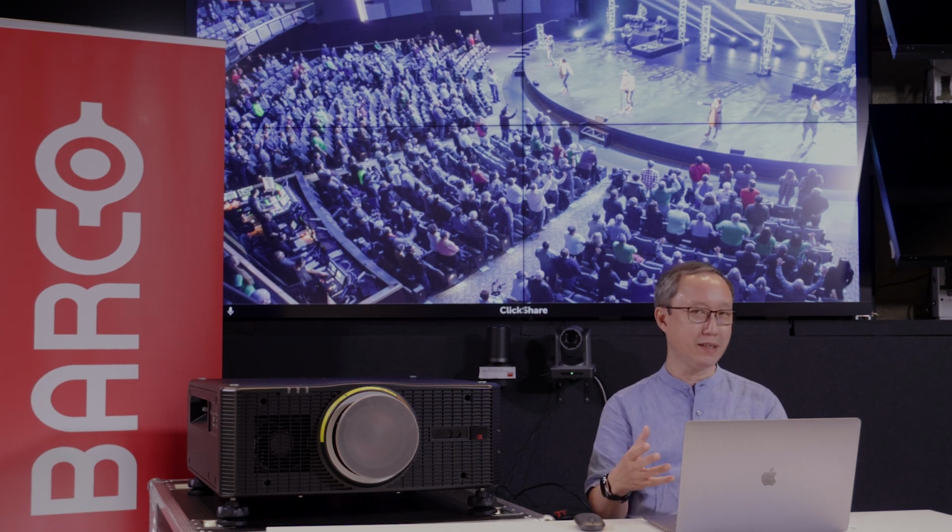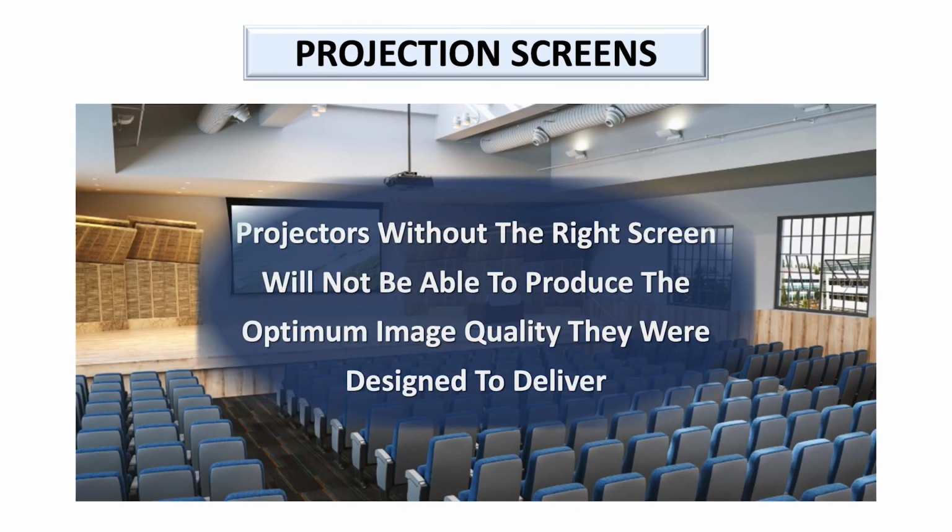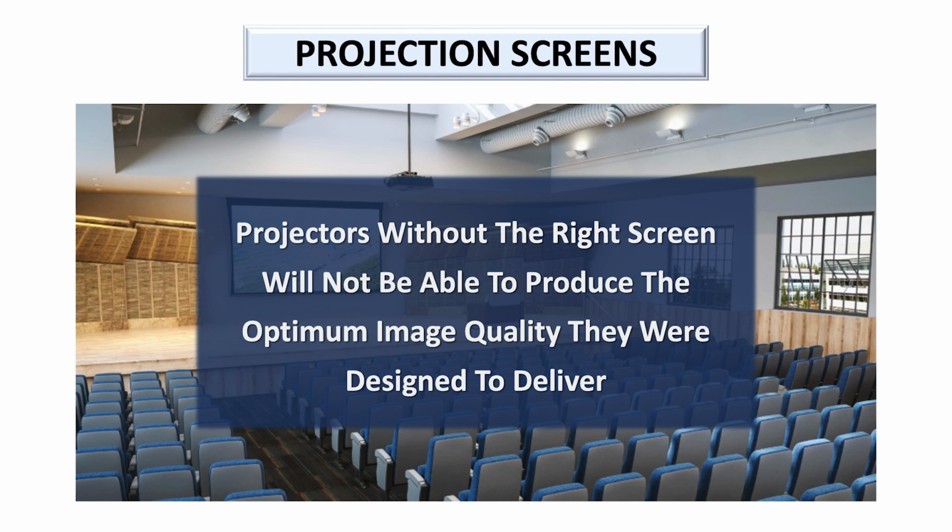Everybody talks about projectors and display systems and so forth, but very little emphasis is placed on screens, because screens are maybe as equally important, but a lot of people do not put emphasis on it. So remember, a projector screen system is comprised of two sections, the projector and the screen. So let's talk about the screen now, because without the proper screen, the projector will not be able to provide the optimum image quality that it was designed to deliver.